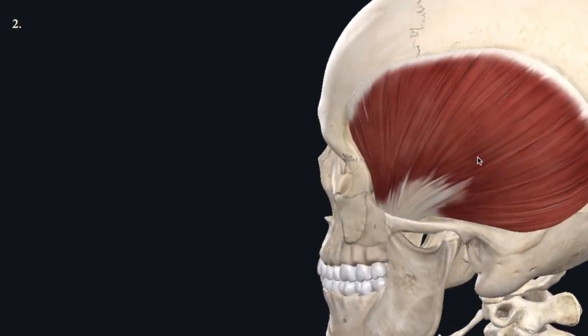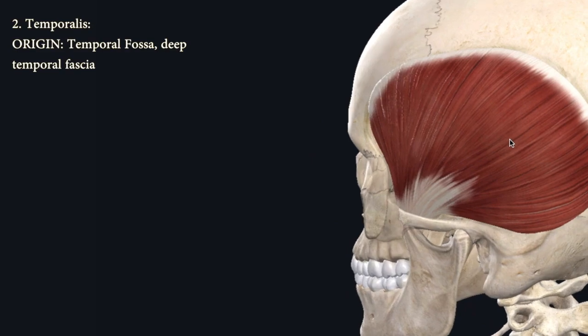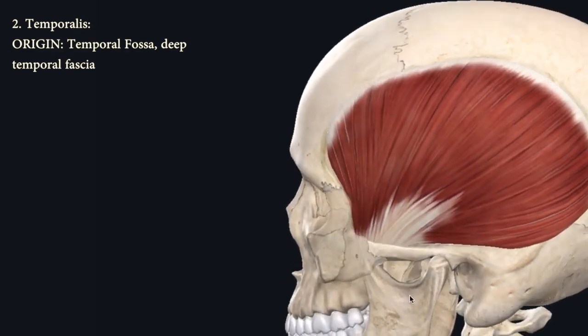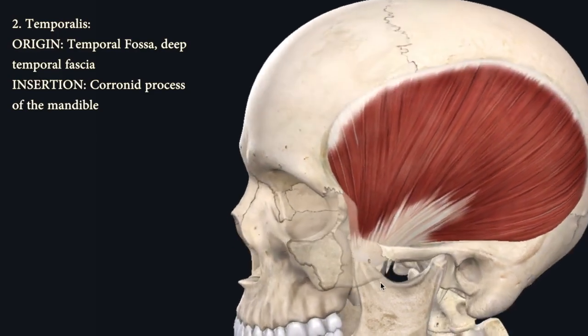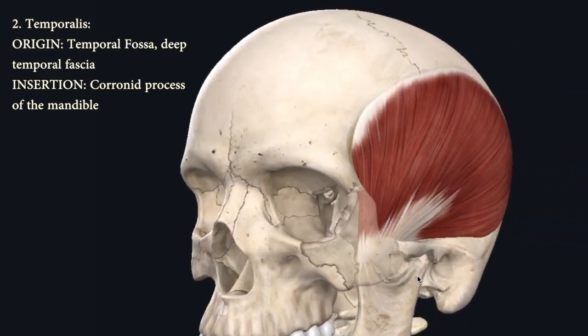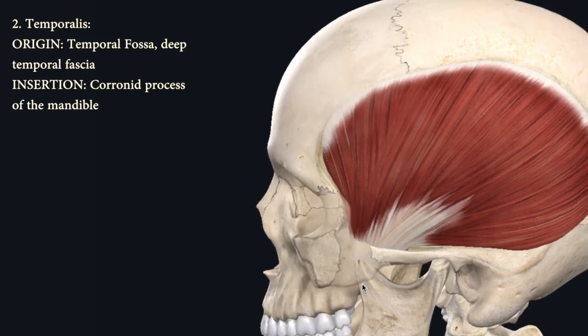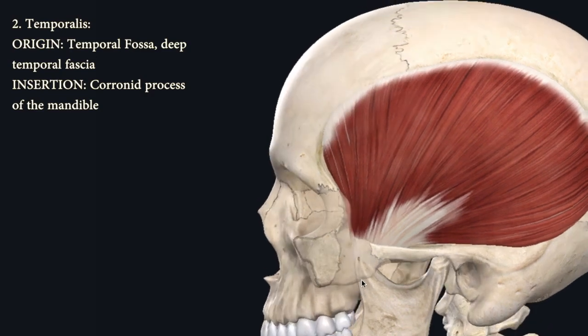Moving on to number two is the temporalis muscle, which originates from the temporal fossa and deep temporal fascia and inserts into the coronoid process of the mandible. One way I remember its insertion, I've always thought to myself that the temporalis is the corona inserting into the coronoid process. I know it doesn't make sense, but if you just think that the temporalis is the corona, then I don't think you'll forget that it inserts into the coronoid process.